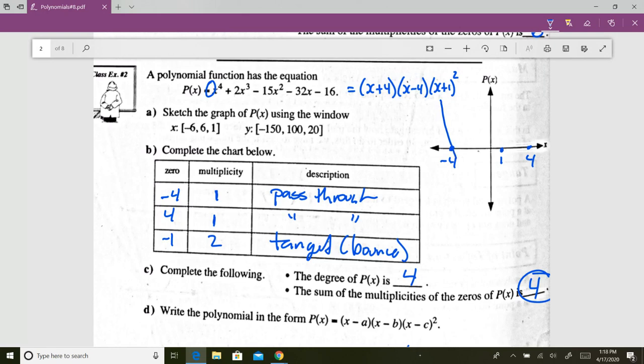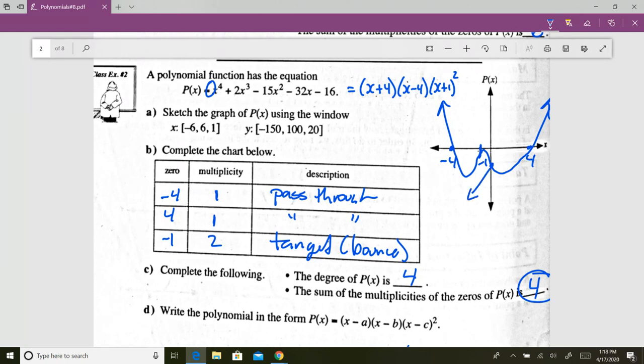At -4 with a multiplicity of 1, so it passes through. At 1, oh, I drew it wrong. That should be -1. So let's fix that. Those of you that caught it, good on you. You wrote -1 there. So it should be -1 there. There we go. Let's come down at -1. It's a multiplicity of 2, so it's a tangent, and it bounces. And then at +4, multiplicity of 1, so it just goes on forever, up.